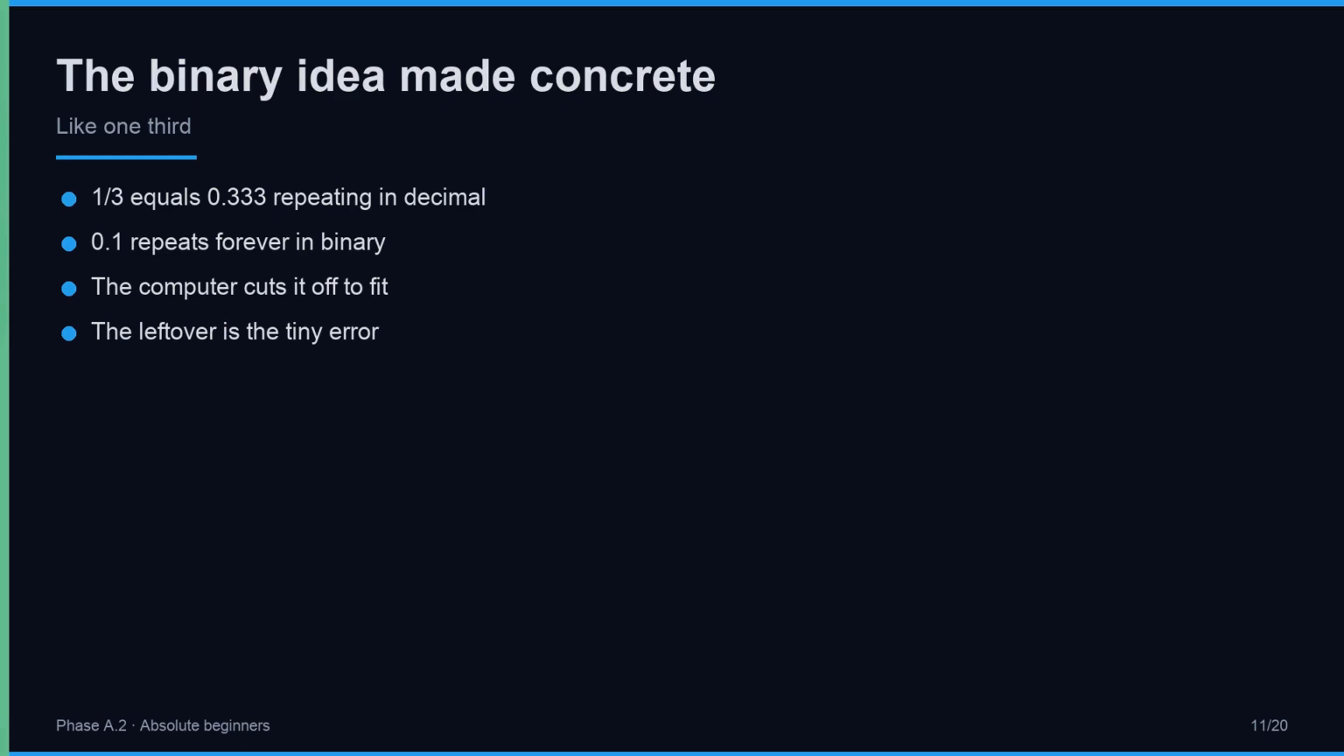1/3 in decimal is 0.333, repeating forever. You can write it down only by cutting it off, which introduces a tiny error. The same thing happens to 0.1 in binary. Its binary form repeats forever, so the computer cuts it off to fit in memory, and a microscopic leftover remains. That leftover is the 4 at the end of our surprise. Once you see the analogy, the mystery is gone.